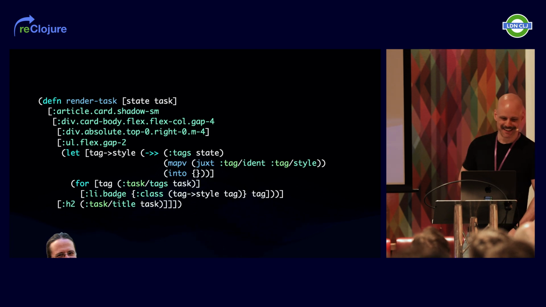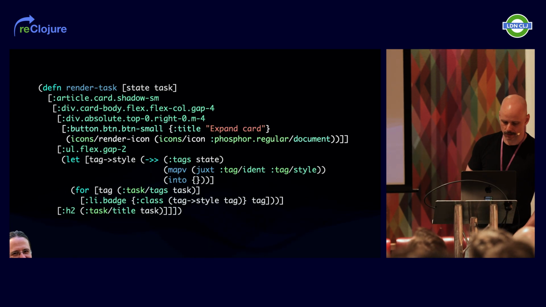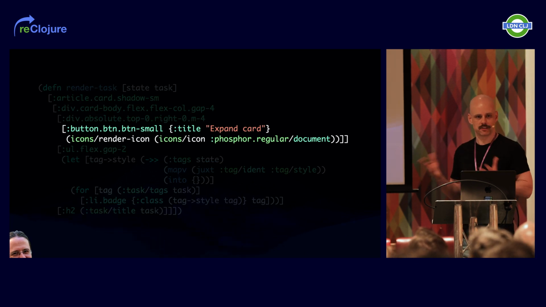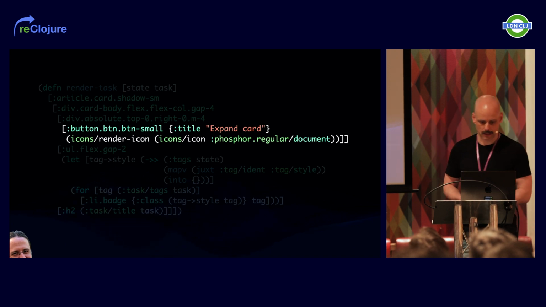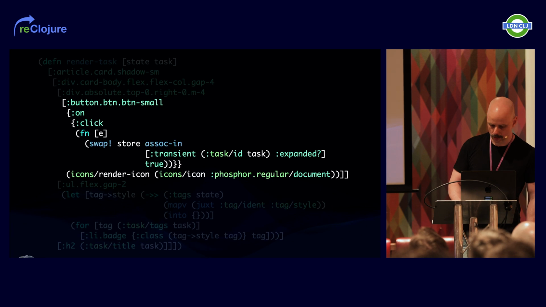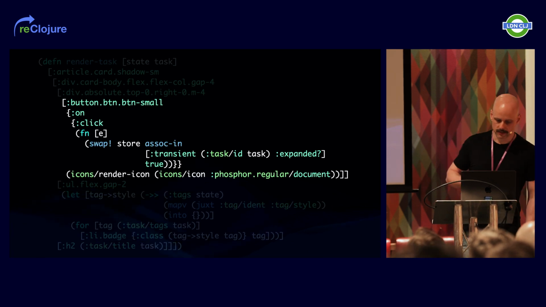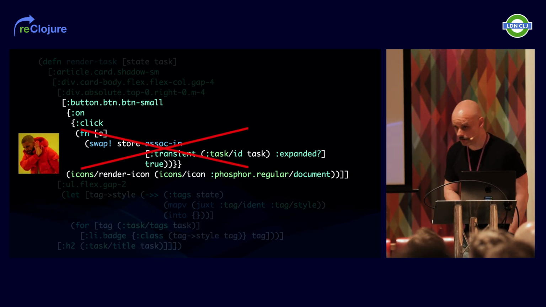So I now want to add a button to this task that we can click to expand it, so you can read the description and check out the details about the task. And the question is, how can I make this button affect my state? Well, I could put a function on the onClick attribute, and since it does a swap on the store, it's going to cause a re-render. This will technically work, but it is a terrible solution.